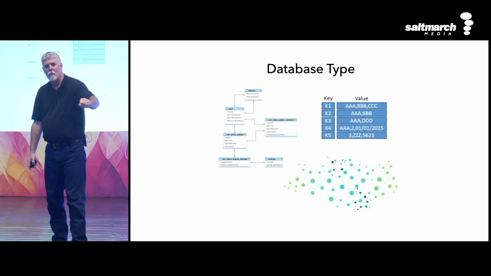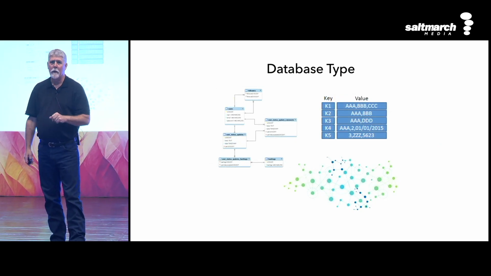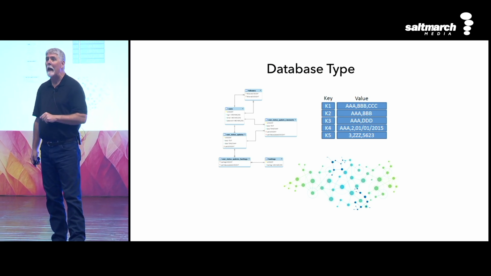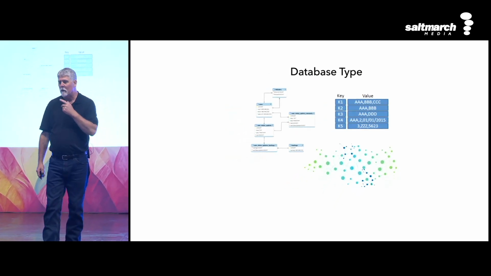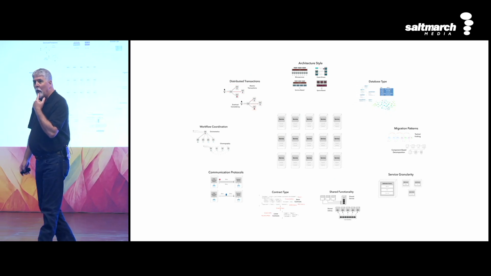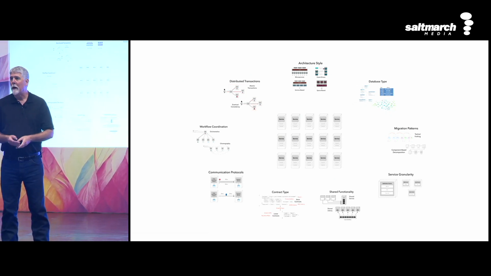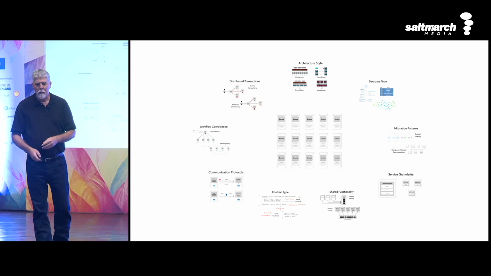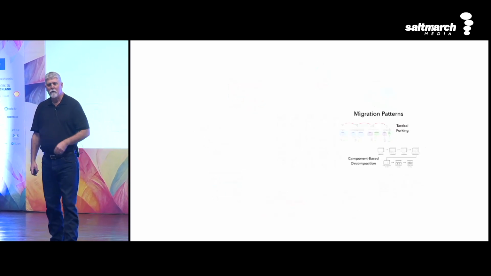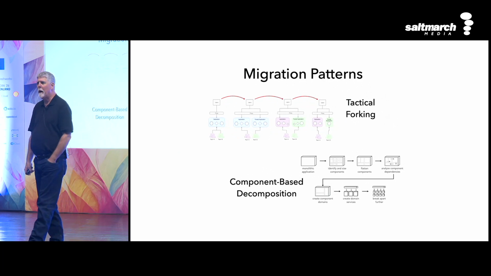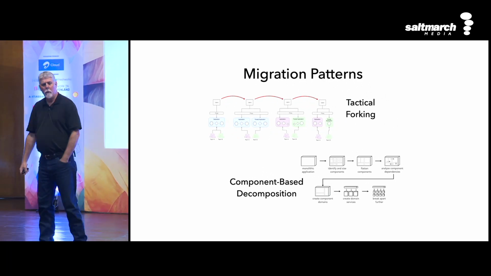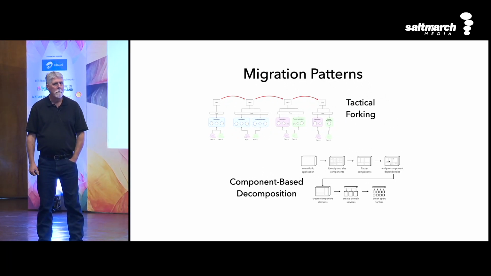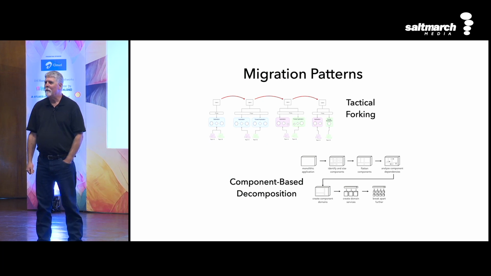But before we launch into that, let's take a look at some of the other kind of complexities, the elements that we face in distributed architecture. Another common question we have is, especially during migration, and I touched on this a little bit in my last session, what do we do about the migration pattern? How do we actually migrate our applications? Should we use tactical forking, or should we use component-based decomposition?